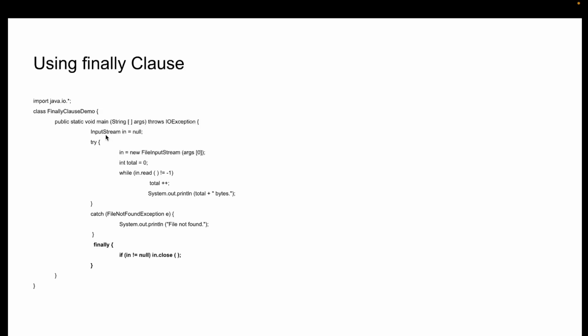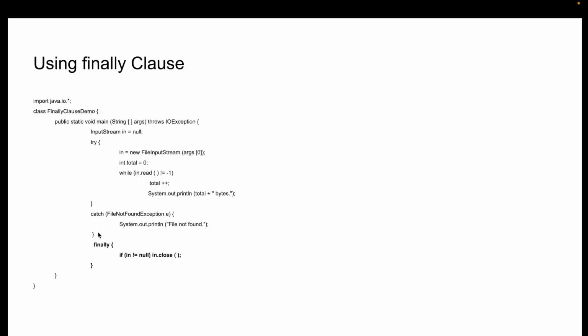So at line number, sorry, we do not have a line number here. So InputStream in equal to null, and what we basically did, we tried to create an object of this FileInputStream, and then we are trying to read through the file. In.read not equal to -1, that means until we still have some kind of text left in the file, we should be able to read. So we are trying to read through the contents of the file, and we have some kind of catch block.